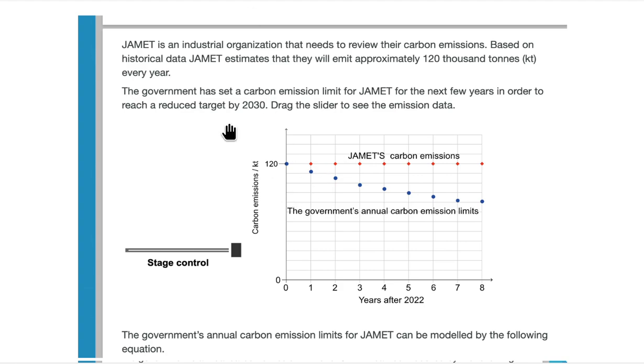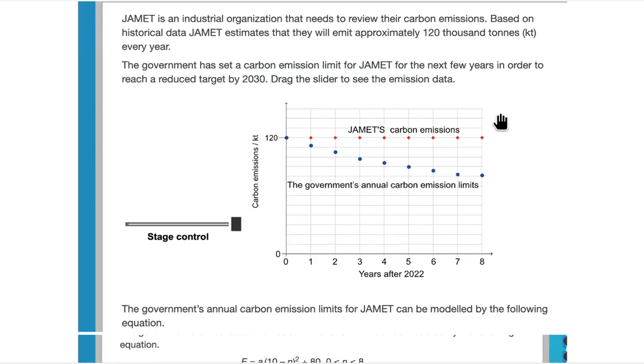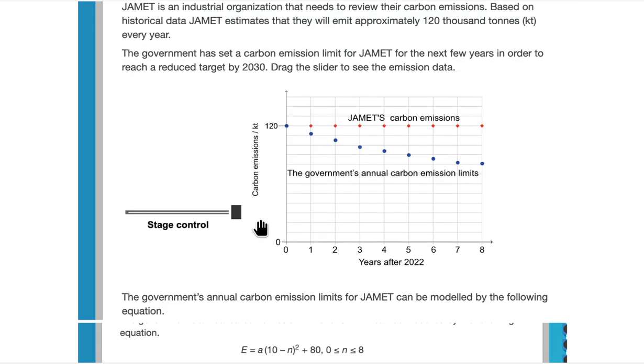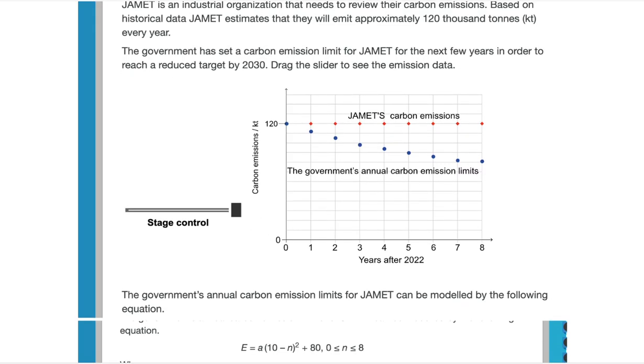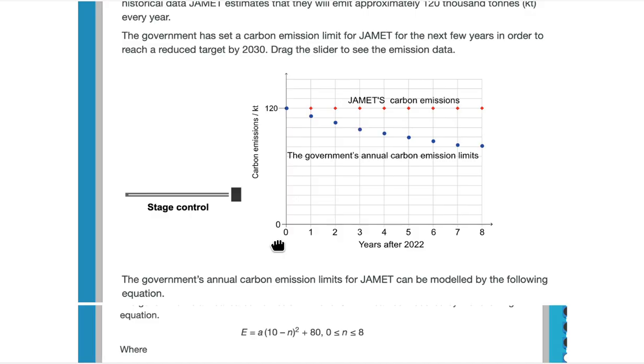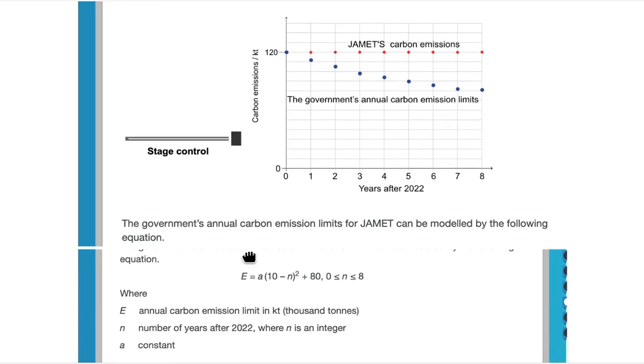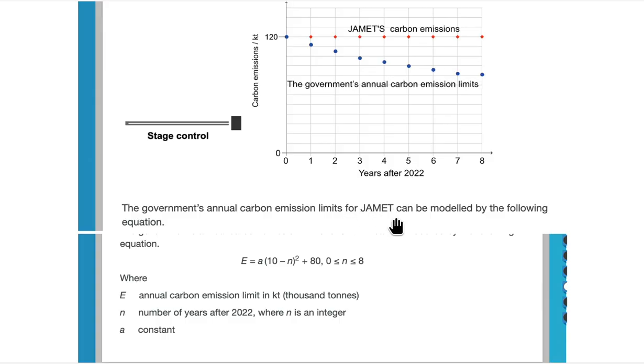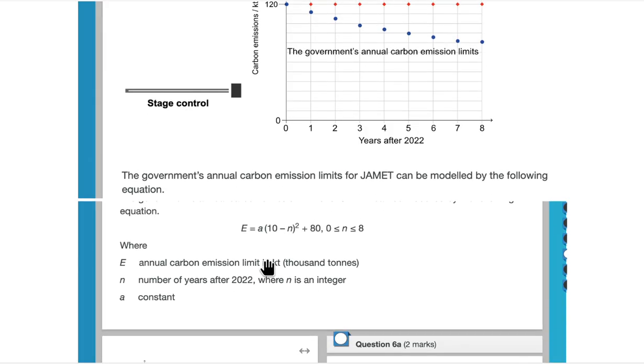So it says that JAMIT is basically an industrial organization that needs to review their carbon emissions. They estimate that they will emit approximately 120,000 tons, which means 120 kilotons every year. And they've set a target that they want to reduce by the next 8 years, by 2030, right? The government's annual carbon emission limits for JAMIT can be modeled by the following equation: E equals A into (10 minus n) whole squared plus 80.